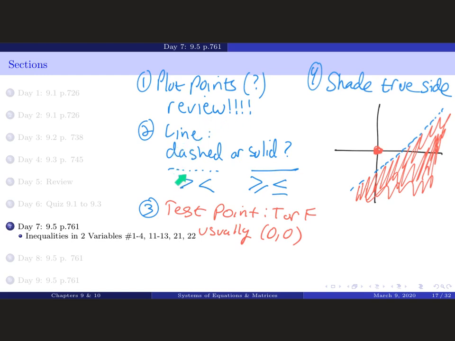Second, you've got to determine whether your line is going to be dashed or solid. If you look at the inequality symbol, if there is no equal sign, you're going to have a dashed line. And if there is an equal sign, you're going to use a solid line.